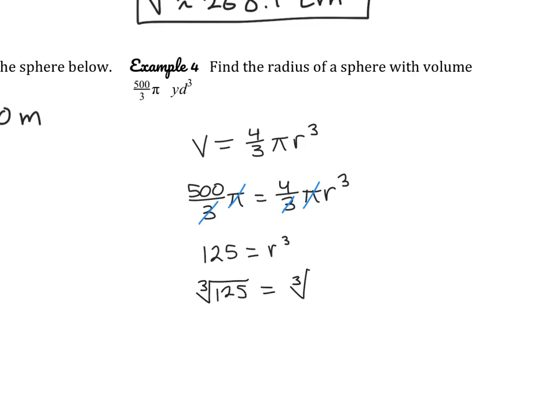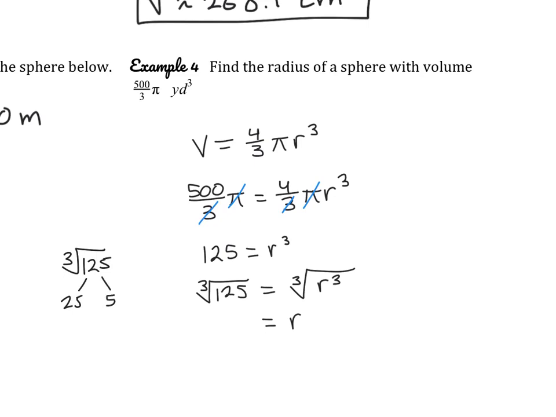So we take the cube root of each side. A cube root cancels out a cube, so it's r. To simplify something like this, our calculator can do it, but if we were to do it by hand, essentially we're looking for a number that when it's cubed is 125. So we can do a little factor tree. I'll do it on the side. Very similar to when we simplify square roots.